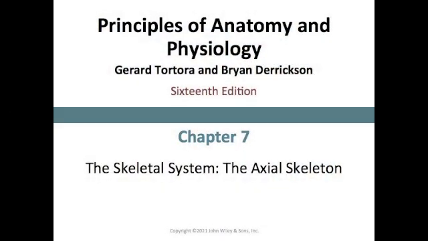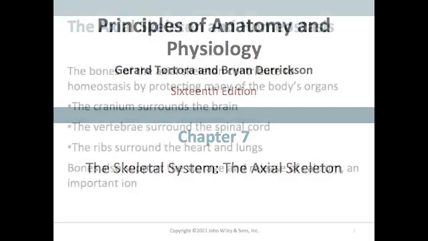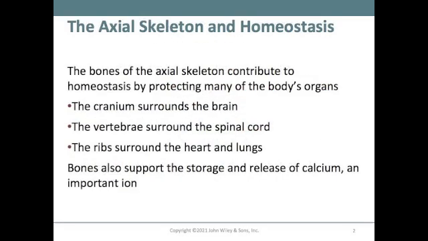All right, so chapter 7 deals with the axial skeletal system, and the first thing that the chapter does is make the comparison of the axial skeleton and the appendicular skeleton. But the first thing that the PowerPoint does is talk about the axial skeleton and how it relates with homeostasis.